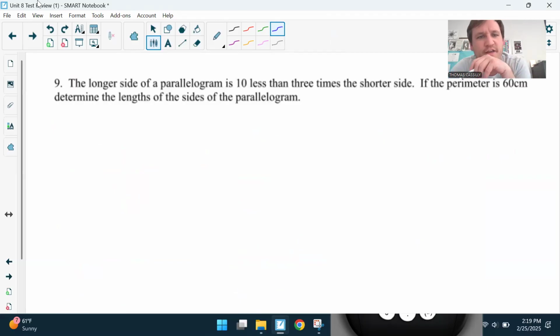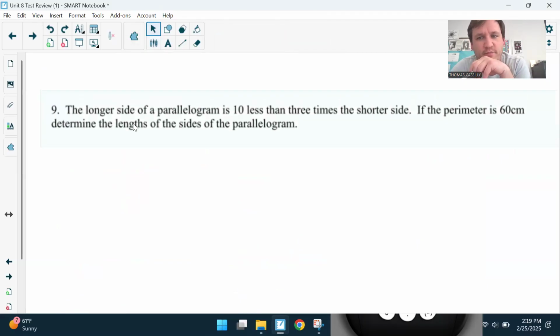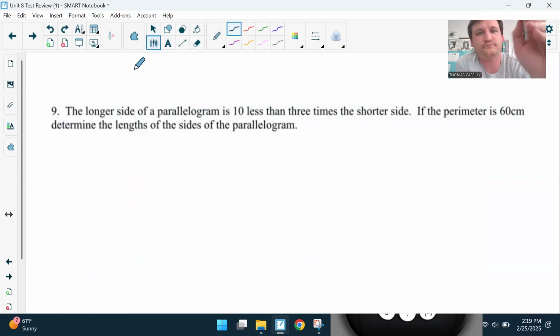All right, next one. Word problem. You guys hate these things, but I love them. So let's see you suffer on this one. The longer side of a parallelogram is 10 less than 3 times the shorter side. If the perimeter is 60 centimeters, determine the length of the sides of the parallelogram. So again, parallelogram, draw a picture. Let's start there.